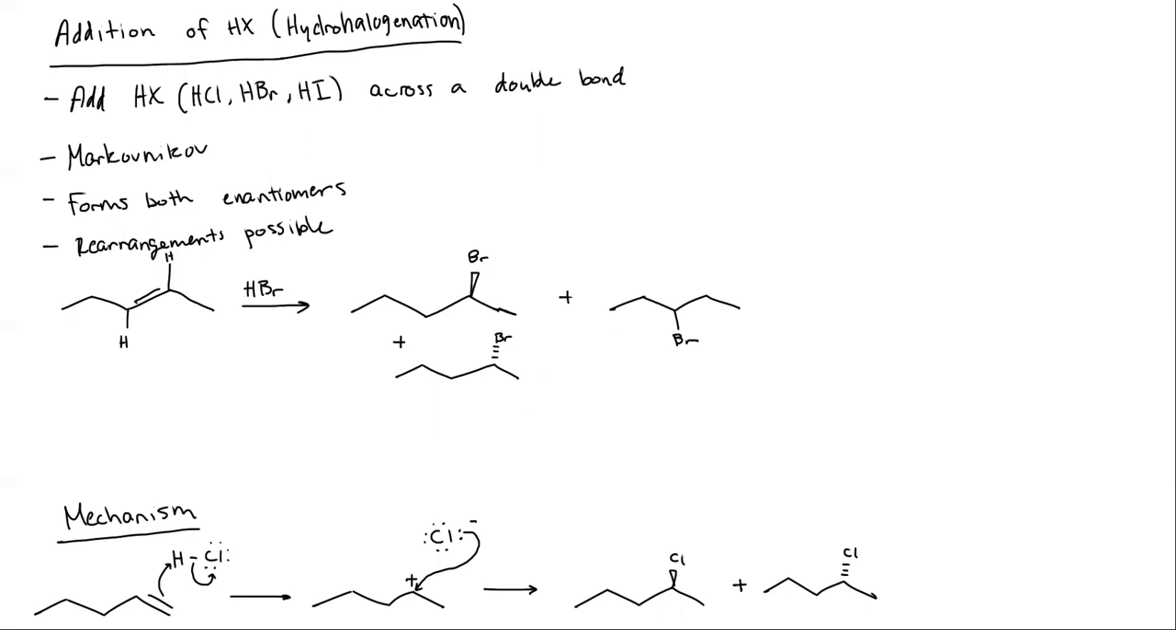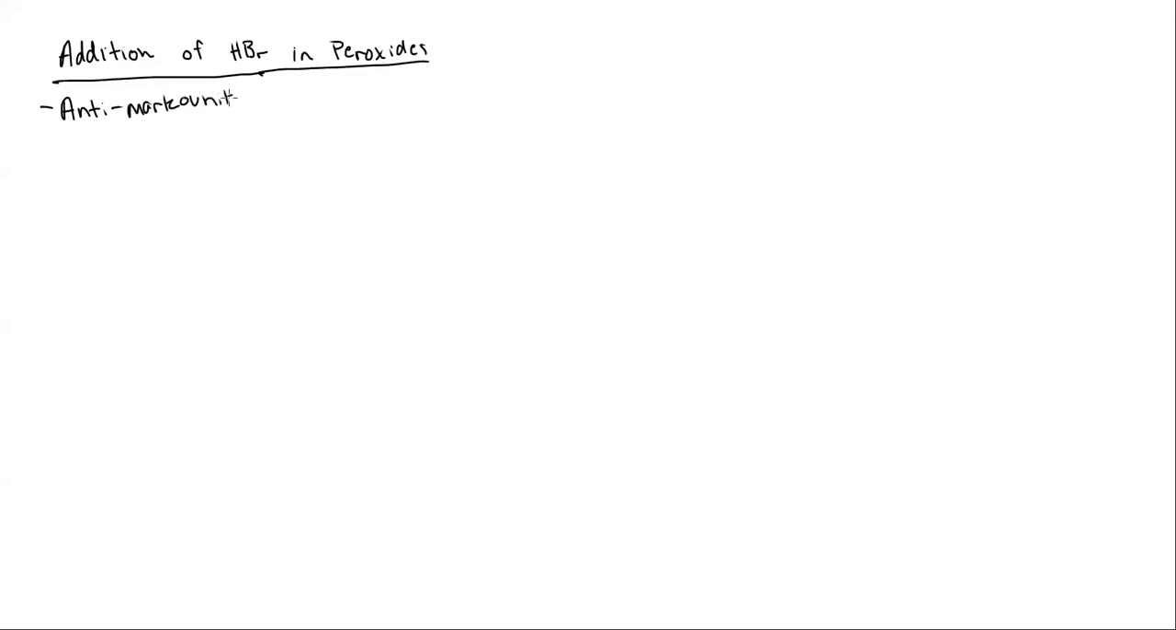There is another version of hydrohalogenation that I think is important. That is a variation on what we just talked about that we should mention. And so this is a very specific one. And so this is addition of HBr in peroxides. So addition of HBr in peroxides is an anti-Markovnikov reaction. So this reaction is anti-Markovnikov, okay? And that means that it's going to be the opposite of what the Markovnikov rule was. Okay, so we'll take a look at that in just a second.